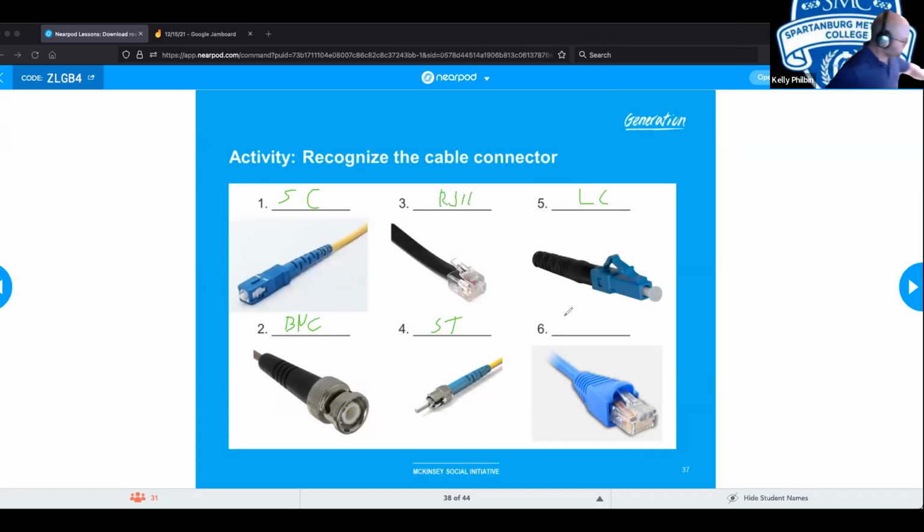Lastly, number 6. Can you please tell me what number 6 is, please? That is an RJ45. What type of cabling would we see that on? Ethernet. What is the term we would use for it?